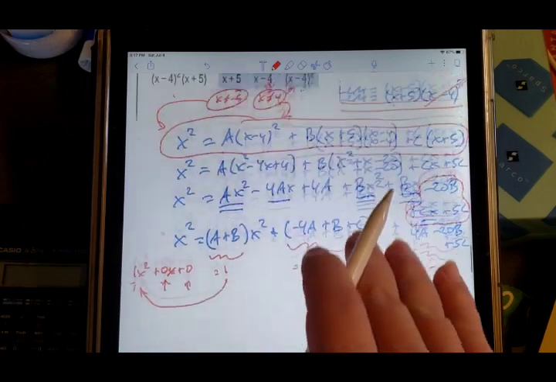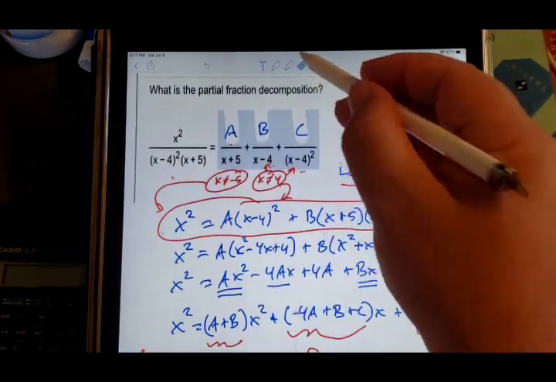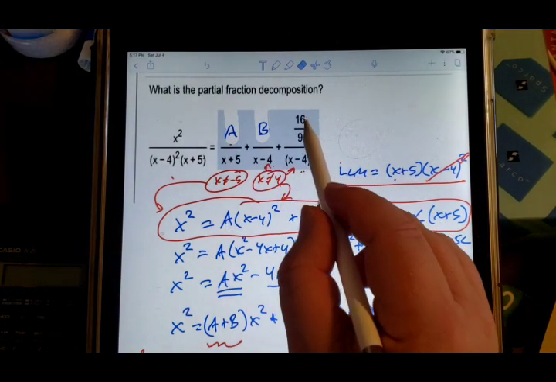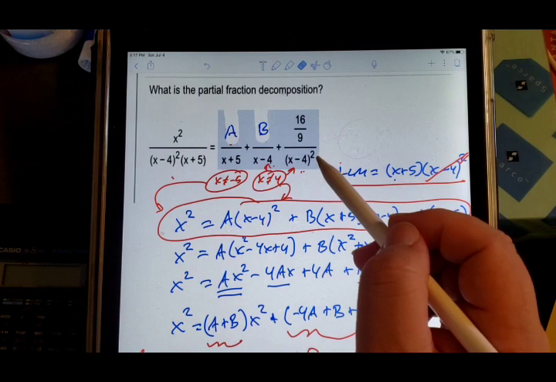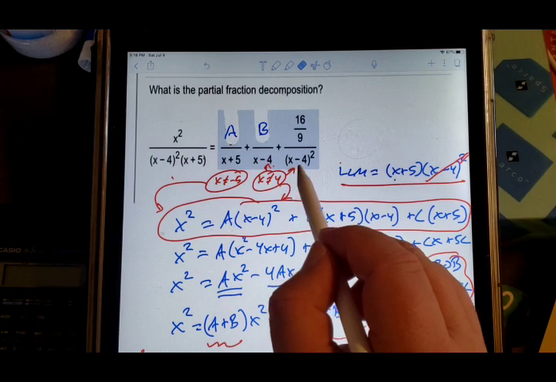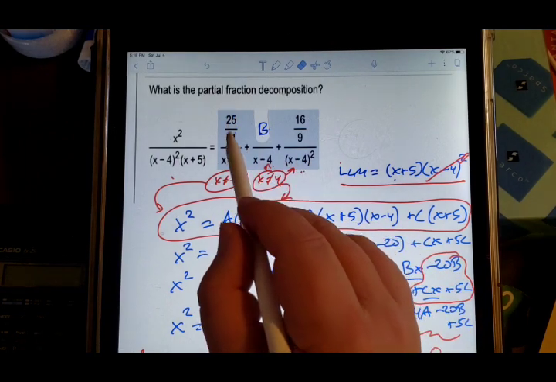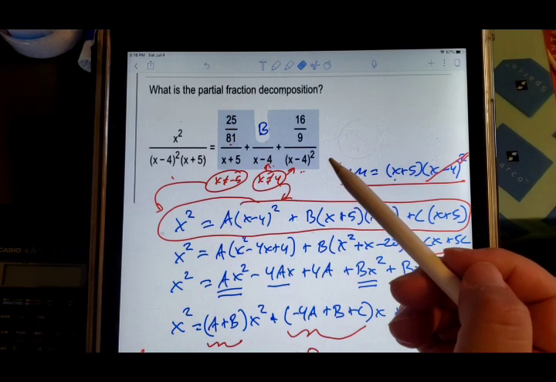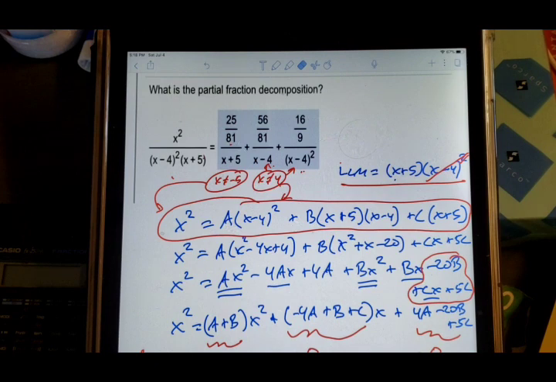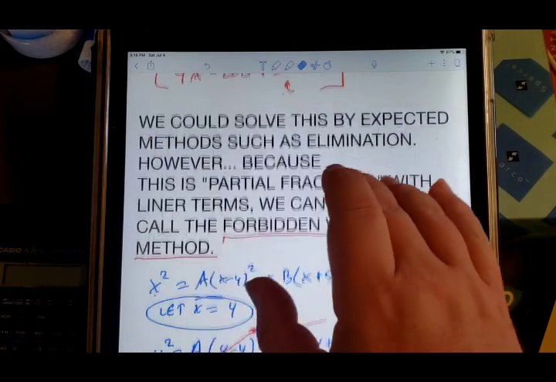So all of that work, what does that suggest? That suggests that, in order we found them, A is 16 over 9. What did we find yet? I'm sorry, C is 16 over 9. So 16 over 9 has to go over the x minus 4 squared. A was 25 over 81, and B was 56 over 81. So that would be partial fraction decomposition, but with a bit of a major twist.